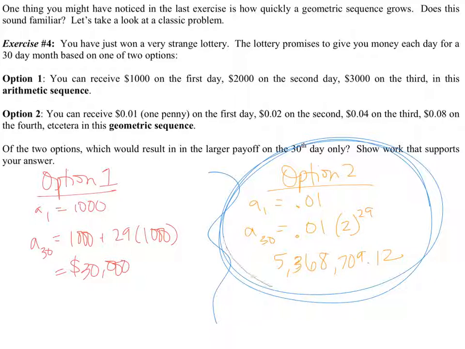So which option would you choose? The second option. But if just looking at it, it seems like the first option would be more money. However, at the end of 30 days, option 2 is exponentially larger.